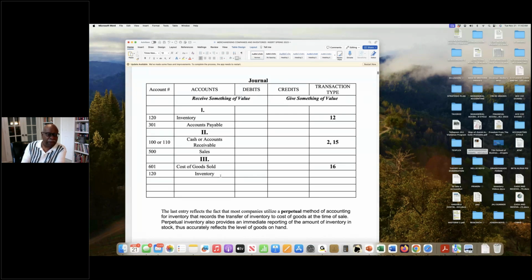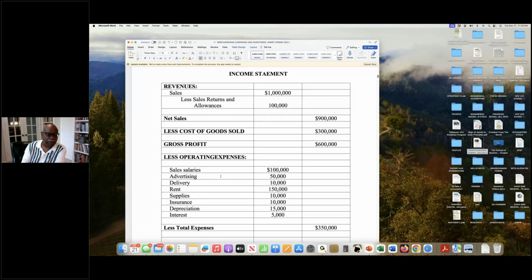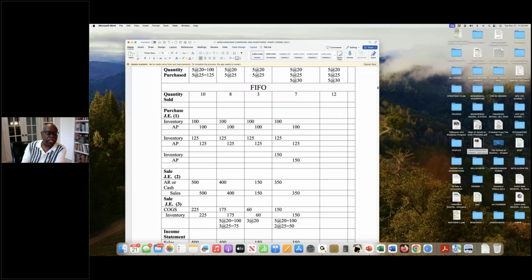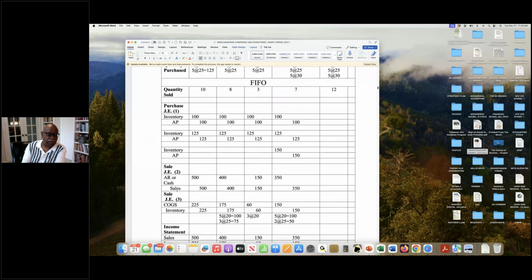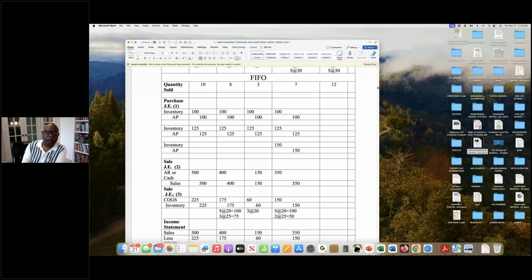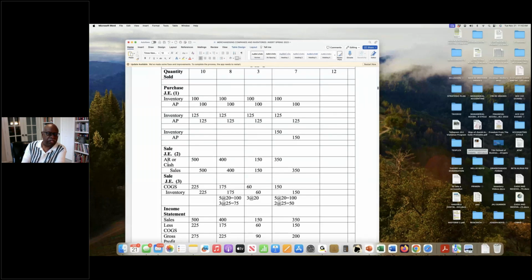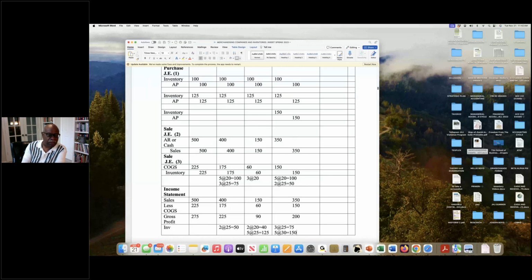So in the example that we have set up, these are all journal entries. I just have them set up like this for this example. Inventory, accounts payable, inventory, accounts payable, inventory, accounts payable. That's a journal entry. When we sell it, debit accounts receivable or cash and credit sales. Then that second entry, debit cost of goods sold and credit inventory. These are journal entries.